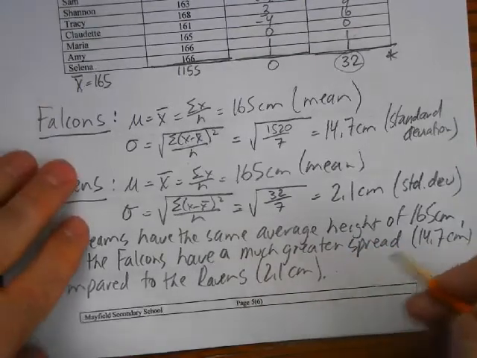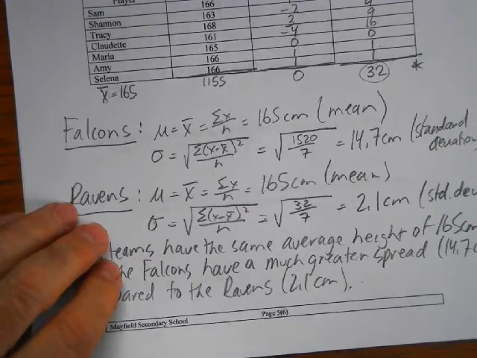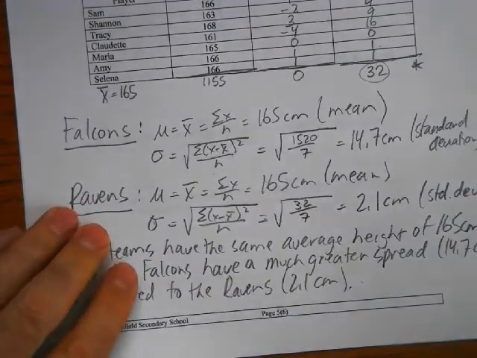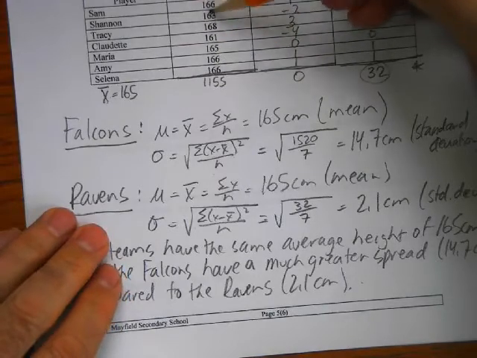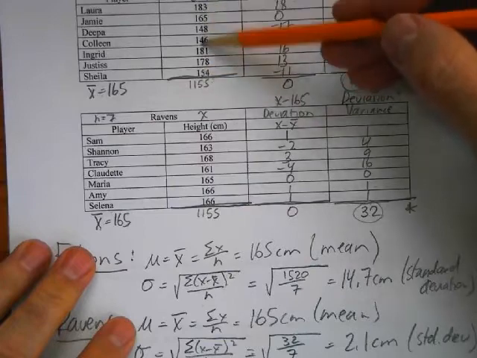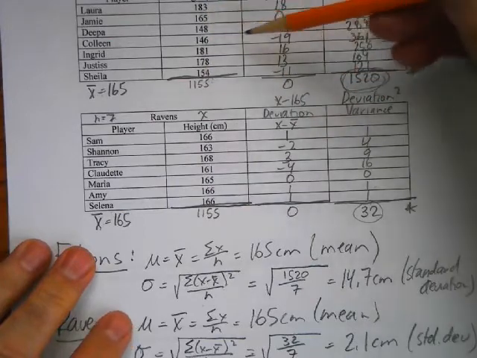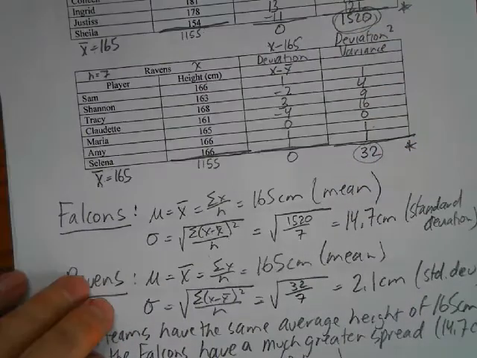Okay, and you're probably thinking, well, I could have told you that just by looking at that. You can just scan by here, and they all start with 1.6 for the Ravens, but these ones are quite, you got some 1.8s, 1.4s, so quite a bit spread out.